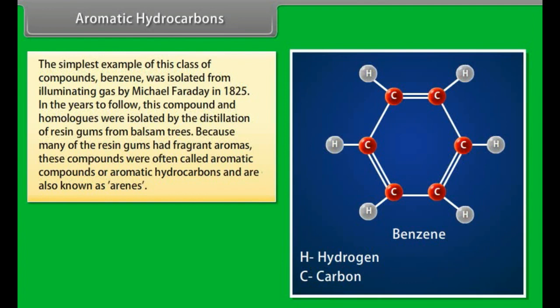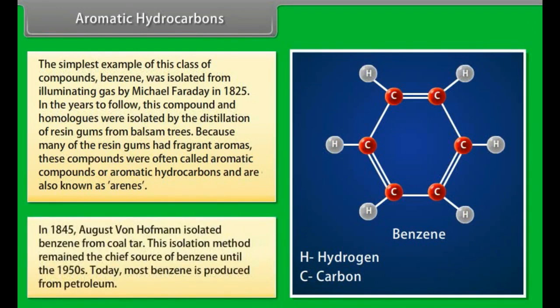In the years to follow, this compound and its homologues were isolated by the distillation of resin gums from balsam trees. Because many of the resin gums had fragrant aromas, these compounds were often called aromatic compounds or aromatic hydrocarbons, and are also known as arenes.